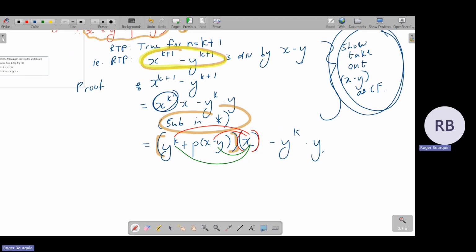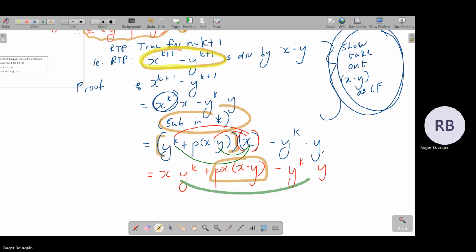So what's going to become? x times y to the k is x times y to the k, plus x to the k times x minus y. You want to keep that x minus y there. Why? Because we're going to take that out as a common factor. So this term is fine, we've got an x minus y. Somehow I've got to pair up these two to be able to take out x minus y as a common factor. But is there a common factor amongst those two groups?